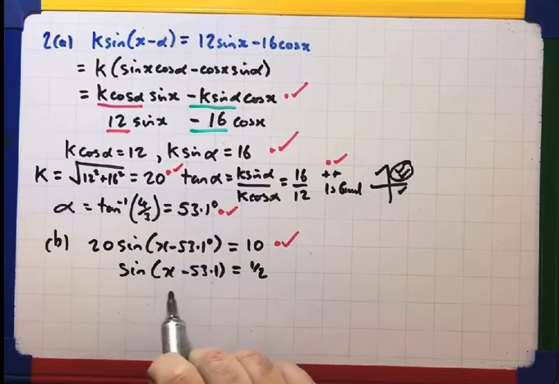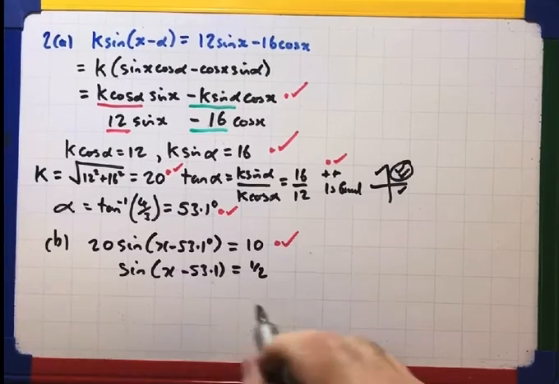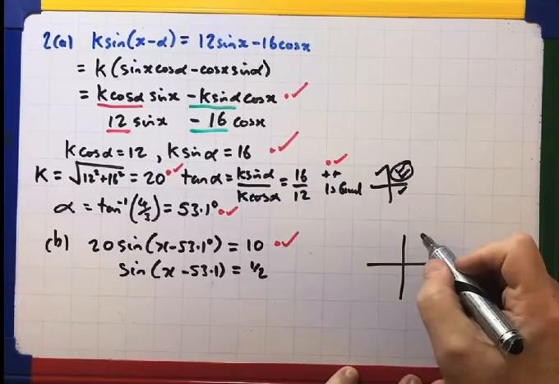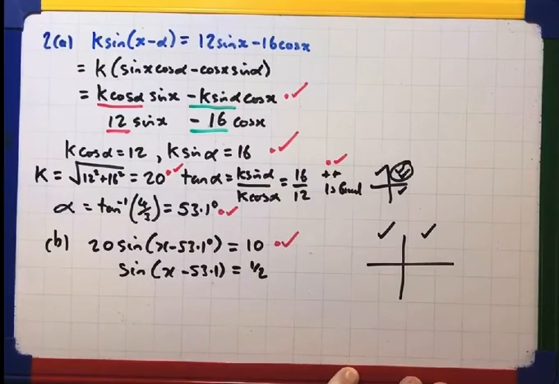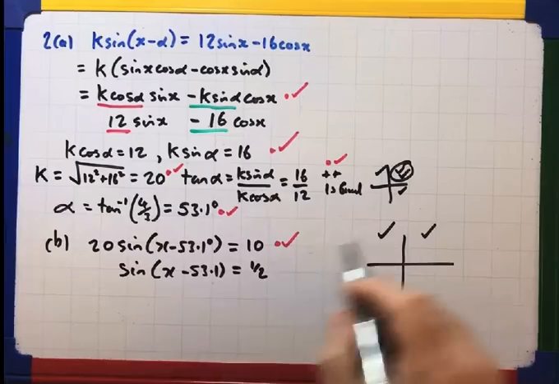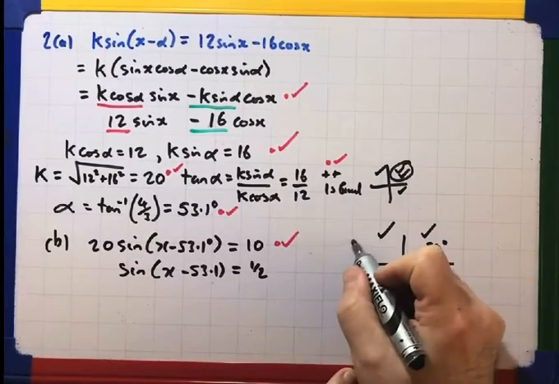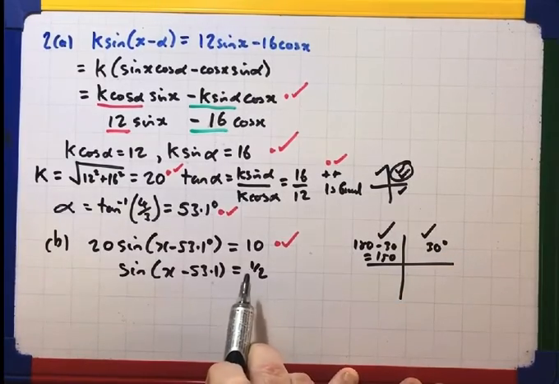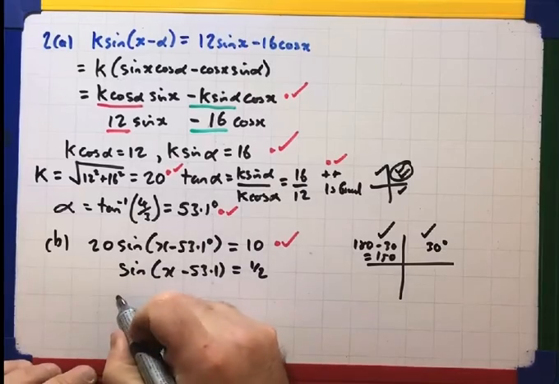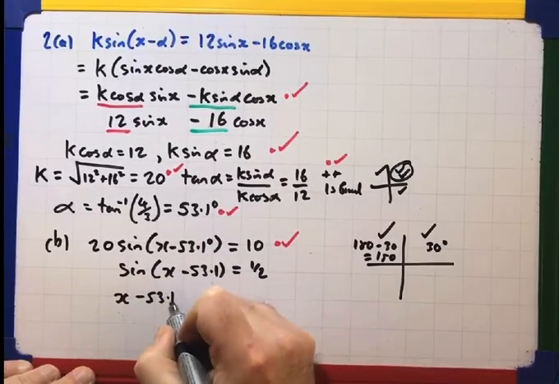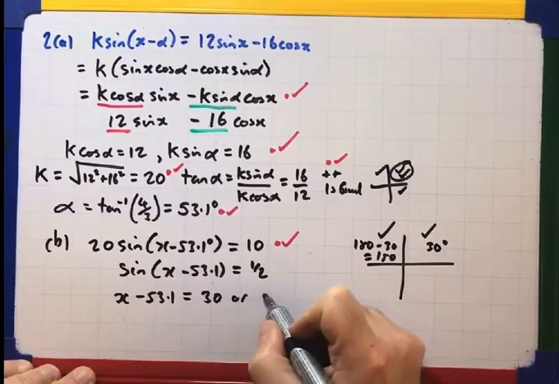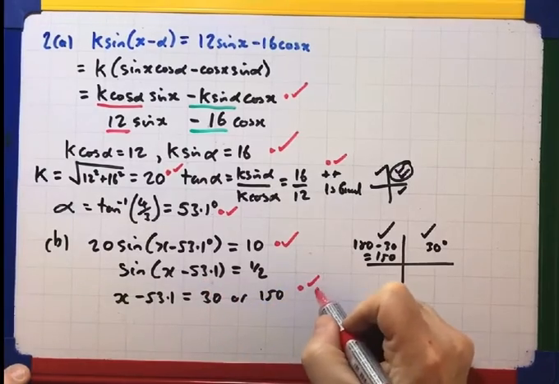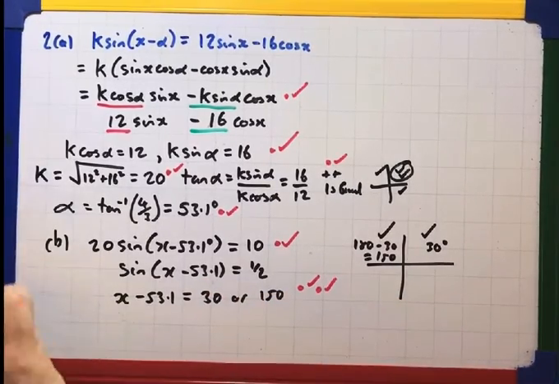Remember, exact values, it's going to be 30 degrees. But we wanted answers between 0 and 360. Remember it's sine positive, so we're looking at those two. So we're either going to have 30 degrees or 180 minus 30, which is 150. Remember I said exact values, inverse sine of a half is 30. So you can have x minus 53.1 equals 30 or 150. One for working out the first angle there, one for the second. So that's 2 marks, one for that, one for getting the second quadrant one right.